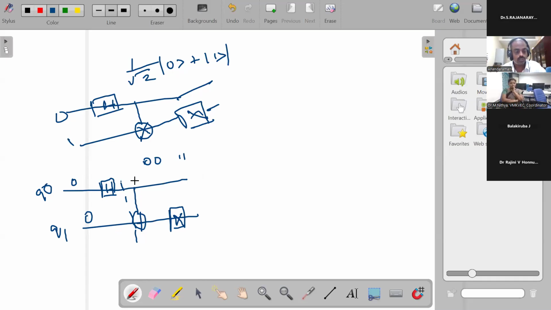So 0. So here we have to do it mathematically then. 1 by root 2 ket 0 plus ket 1. We can better do it actually. In program, we can do it easily.